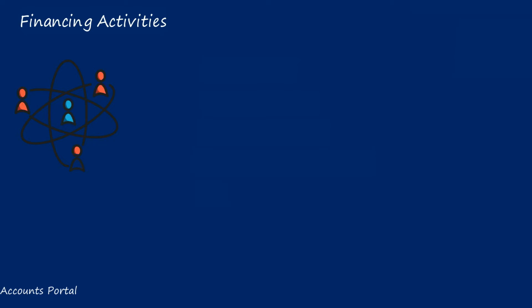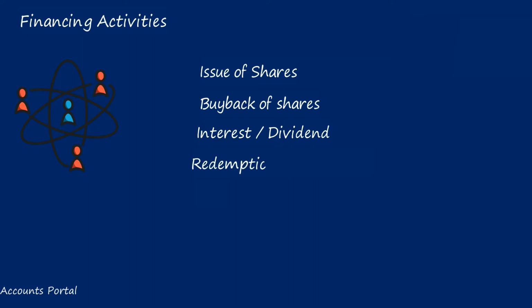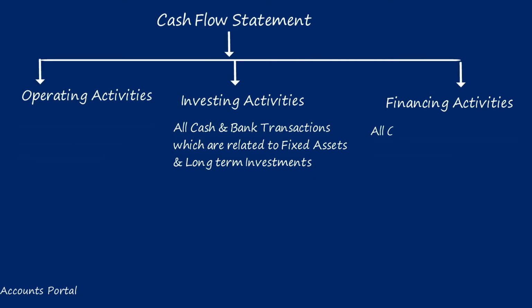Financing activity. Any activity which alters your capital structure. Capital structure means combination of various sources of capital employed. Example, owner funds can be in the form of equity share capital or preference share capital. Dear students, issue of shares, whether it's an inflow or an outflow? Inflow. Buyback of shares, outflow. Interest or dividend paid is an outflow. Issue of debentures, inflow. Redemption of debentures, outflow. Loan received, inflow. Repayment of loan is an outflow. In simple, all cash and bank transactions which are related with share capital and loans will fall under financing activity.